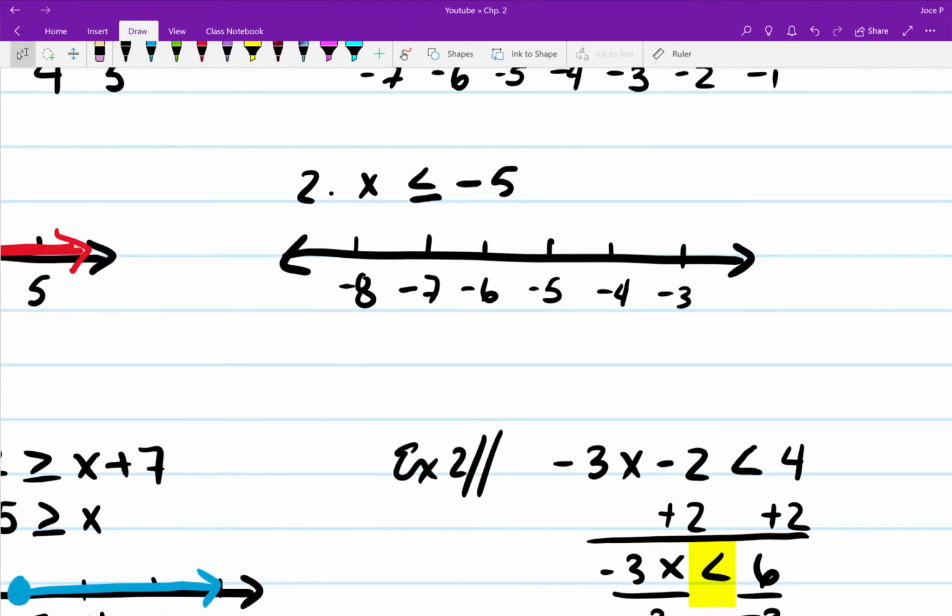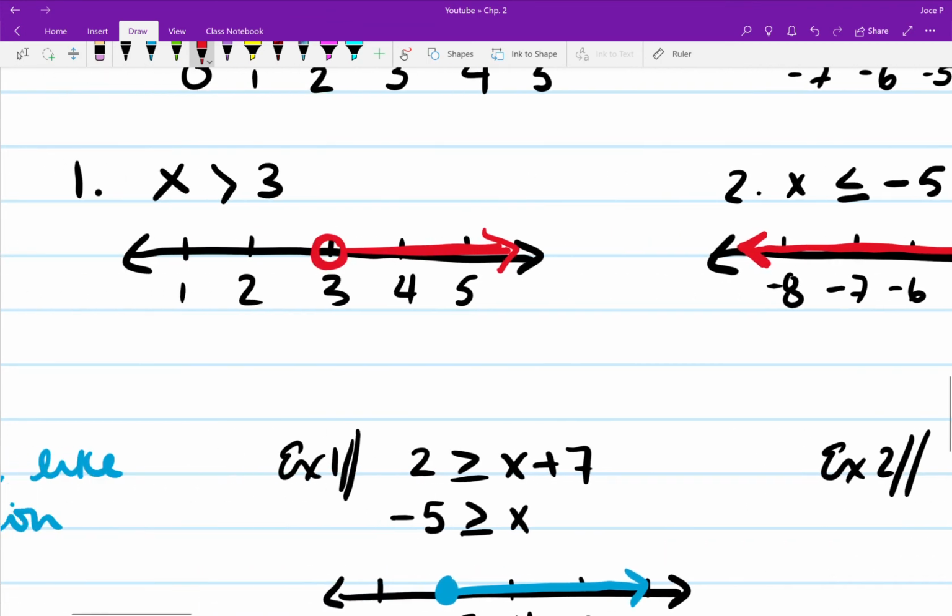Next, x is less than or equal to negative 5. It includes the value of negative 5, so that is a closed circle, and then it includes everything less than it, so we're going to go to the left to include all of these values smaller than negative 5.